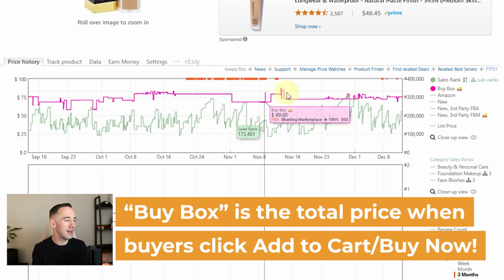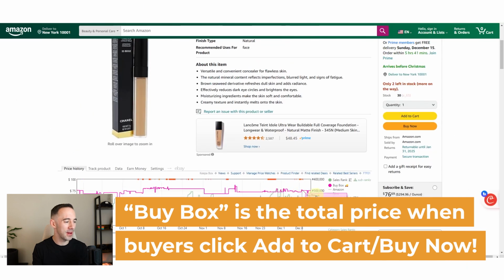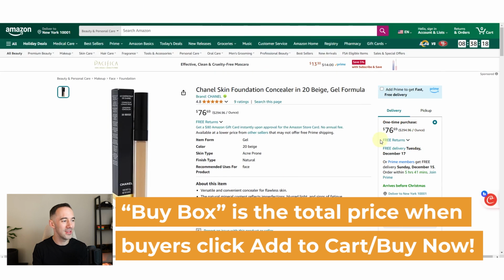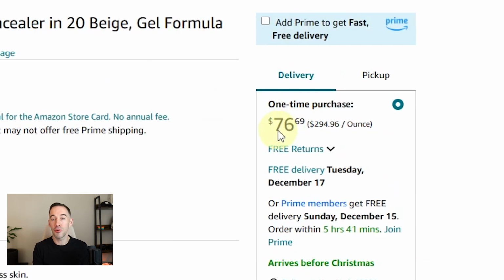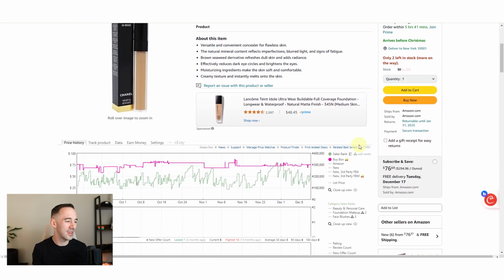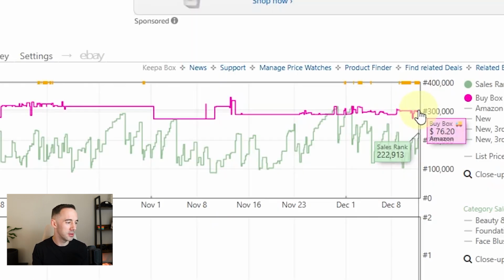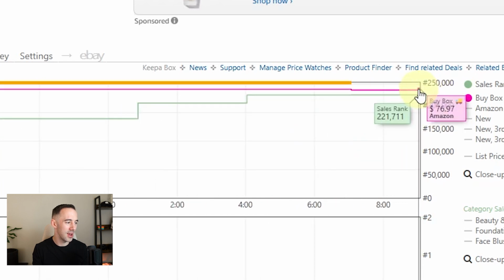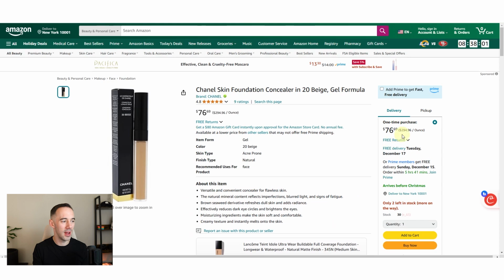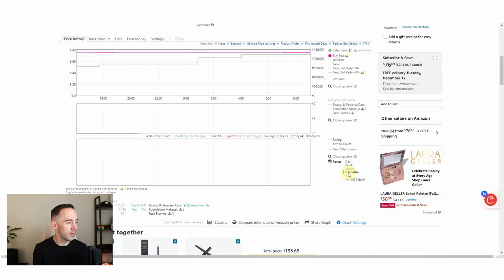Buy box is this pink line that gets recorded. And this is basically just a reflection of this number up here. This is the price that you pay when the customer buys the product. So 76, 96, or 69, sorry. So you can see 76, and it's going to change when we get to the end. Right here, there you go, 97, and it will update when it comes through. So let's go back to 3 months.